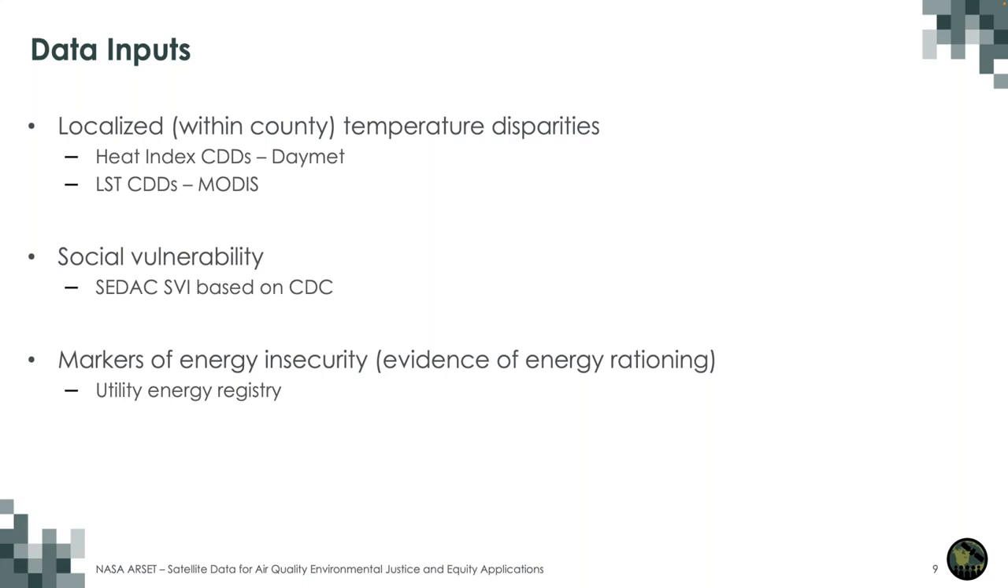But quite simply, cooling degree days are a measure of how much hotter a season is than a threshold temperature, typically 65 degrees Fahrenheit. We also use NASA CDAC's Social Vulnerability Index, which is based on the CDC's Social Vulnerability Index. And then we also use energy data from the New York State Energy Research and Development Authority, or NYSERDA for short, their utility energy registry, which has historical energy data at various spatial scales.